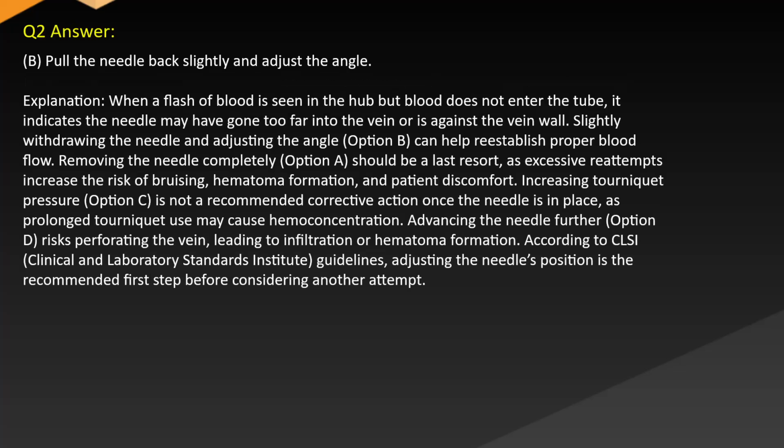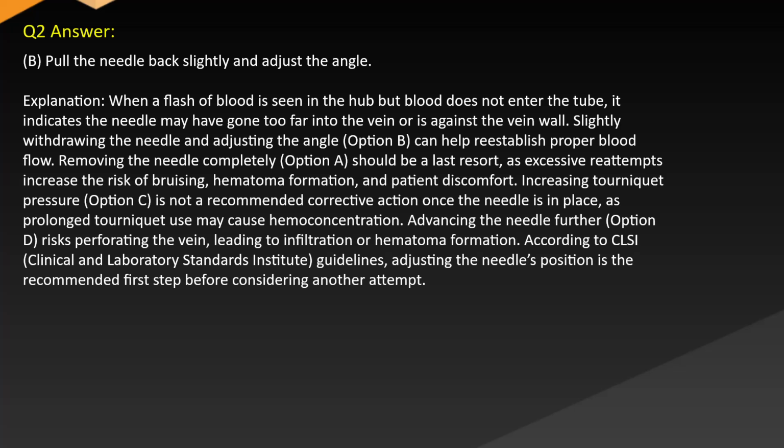Answer: B. Pull the needle back slightly and adjust the angle. Explanation: when a flash of blood is seen in the hub but blood does not enter the tube, it indicates the needle may have gone too far into the vein or is against the vein wall. Slightly withdrawing the needle and adjusting the angle, option B, can help re-establish proper blood flow.